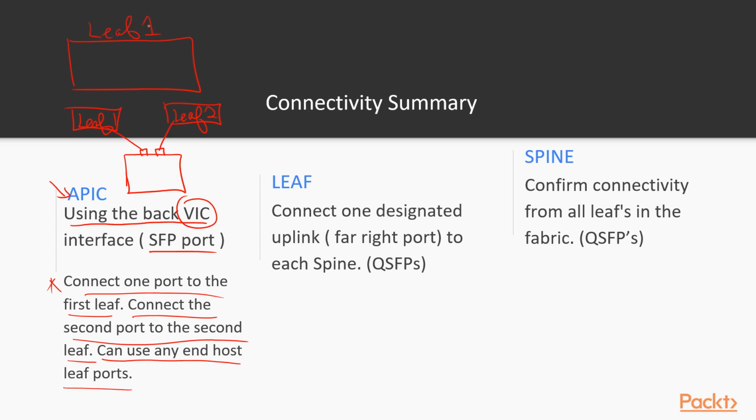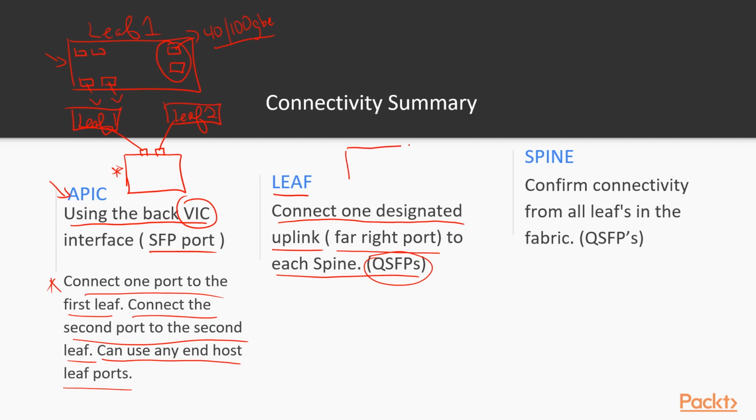And when I talk about end-host leaf ports, let's take leaf 1 as an example. We've got the interfaces, all my access ports on this particular leaf, and then at the end we have the uplinks to the spines. We can use any member interface to connect to the APIC because this is just like any other server, okay? For the leaves, we connect one designated uplink. These are the far right ports, and this is what I was talking about, the uplinks on the far right of the leaf to each spine. This is a QSFP form factor. Those are either 40 or 100 gig interfaces.